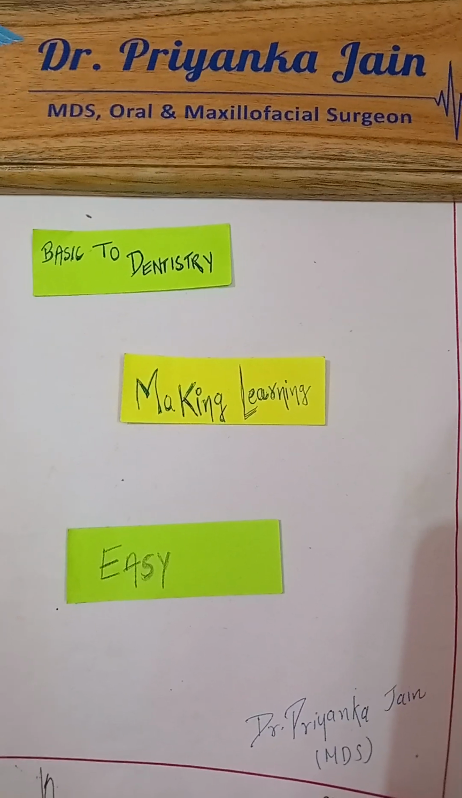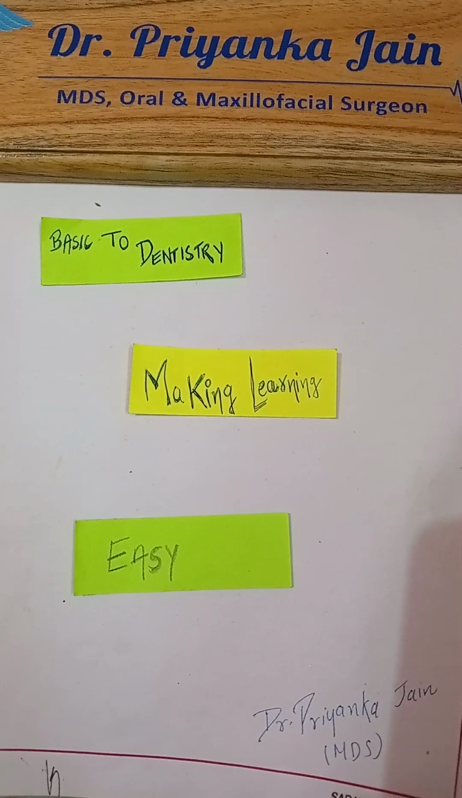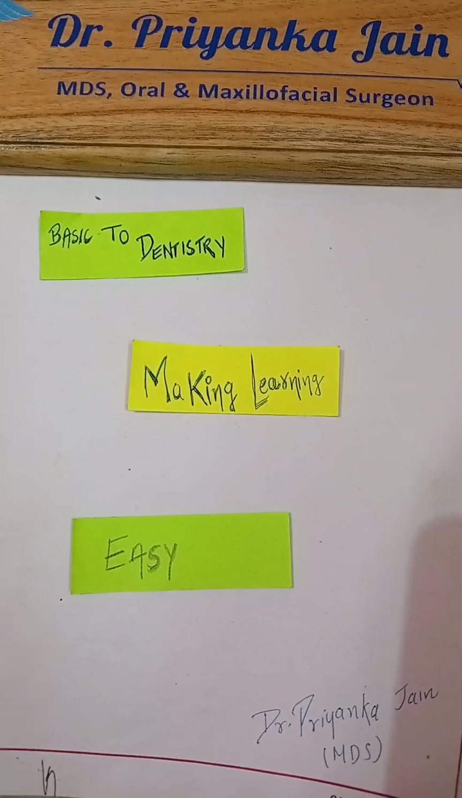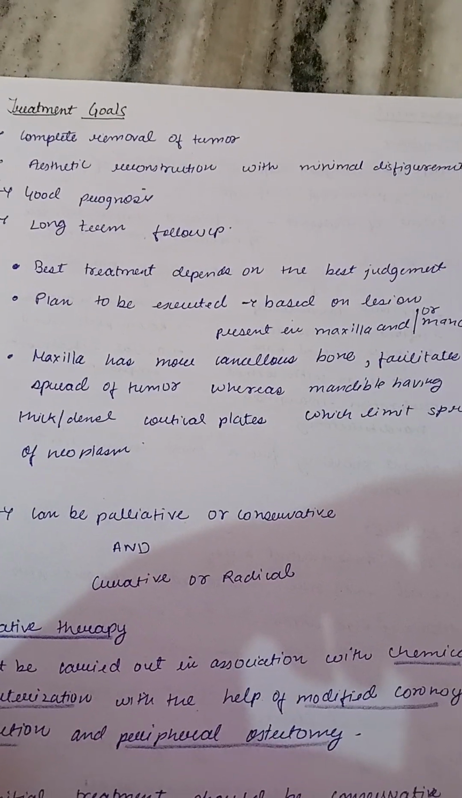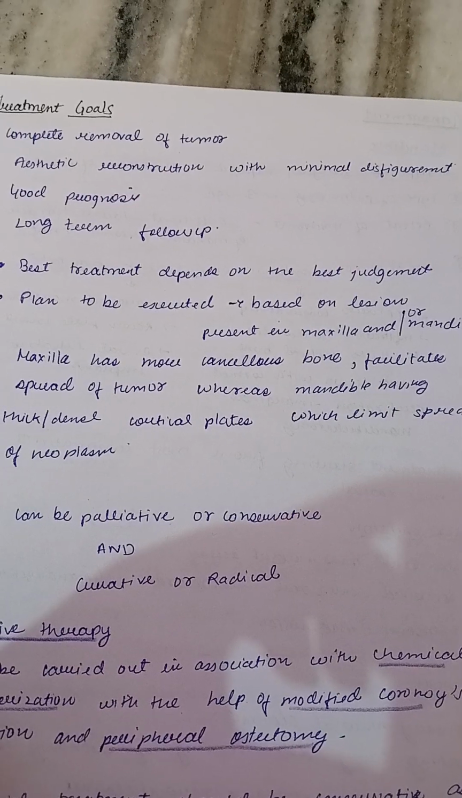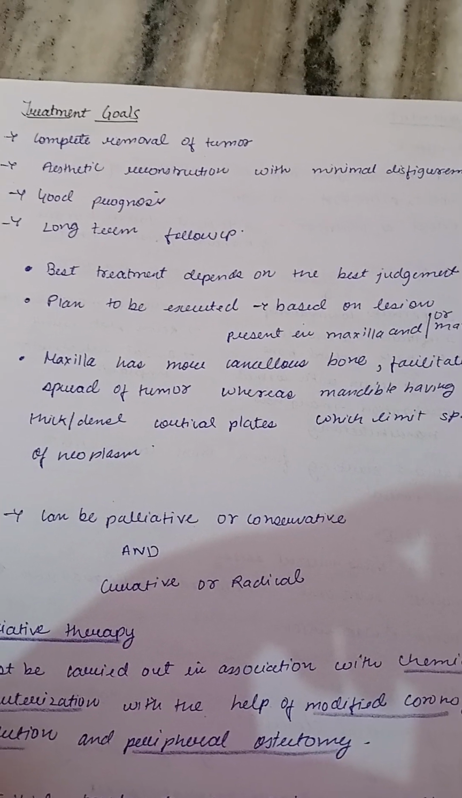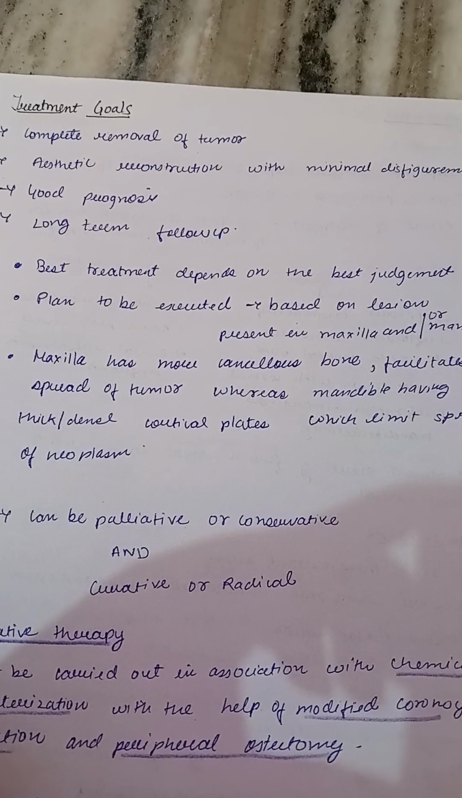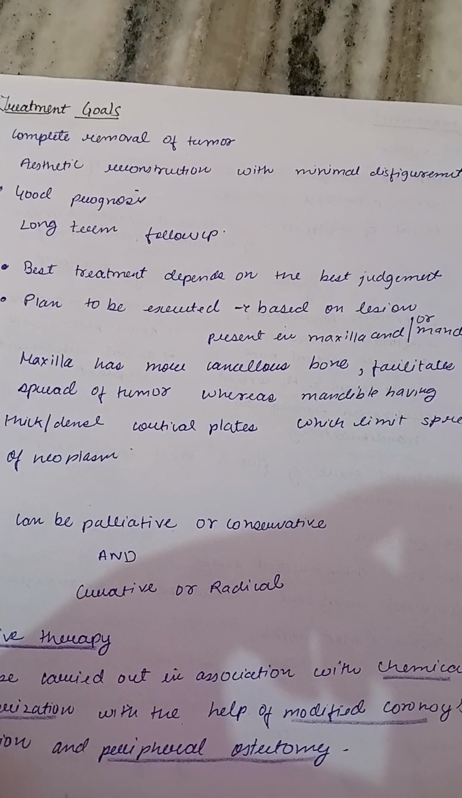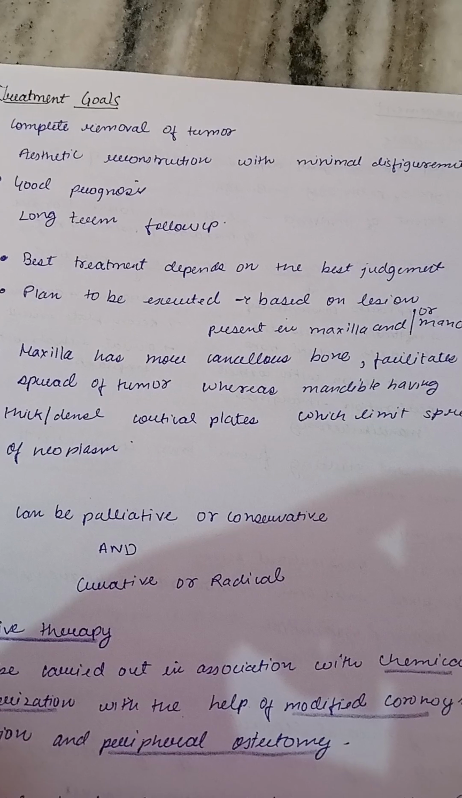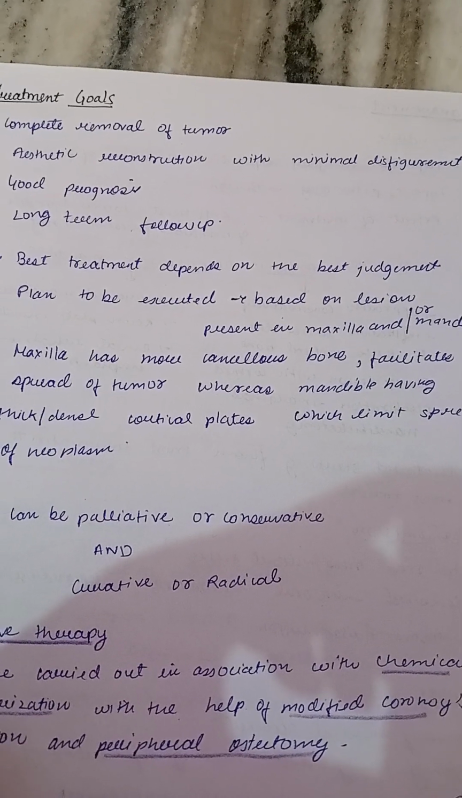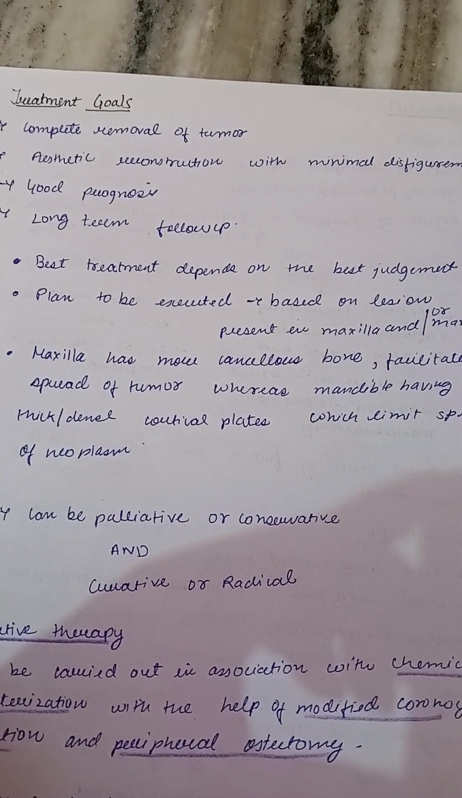Today we'll be starting with the treatment and management part of ameloblastoma. Okay, let's start. Treatment goals: complete removal of tumor, aesthetic reconstruction with minimal disfigurement, good prognosis, and long-term follow-up. Best treatment depends on the best judgment. Plan to be executed should be based on whether the lesion is present in maxilla or mandible.